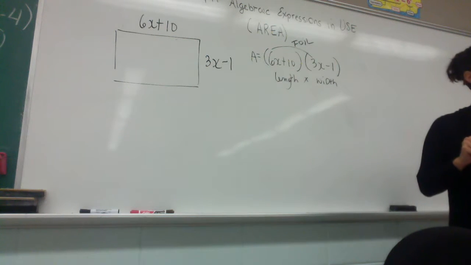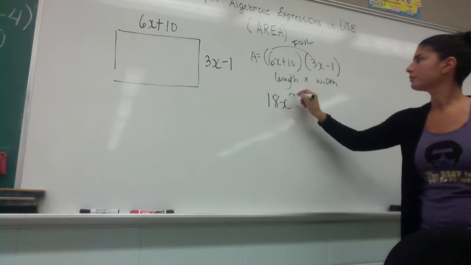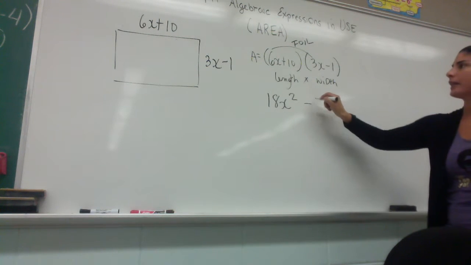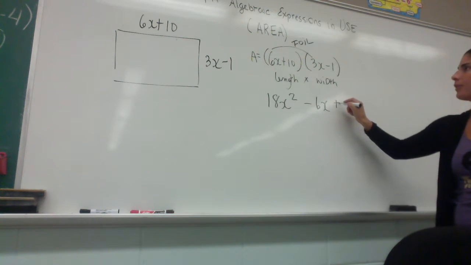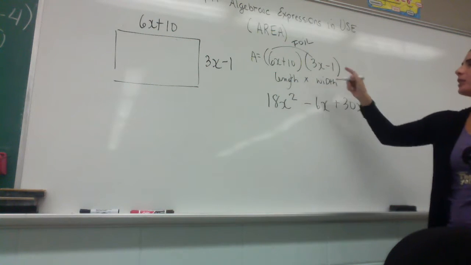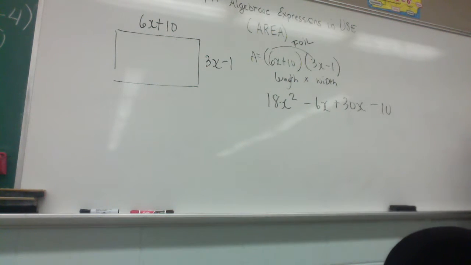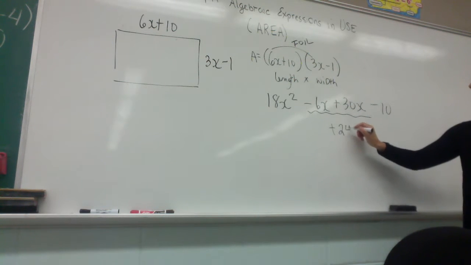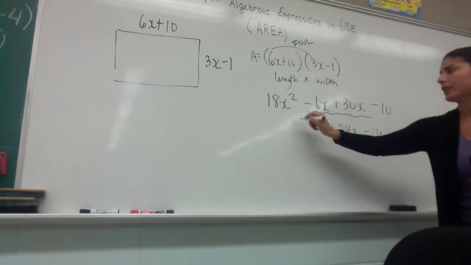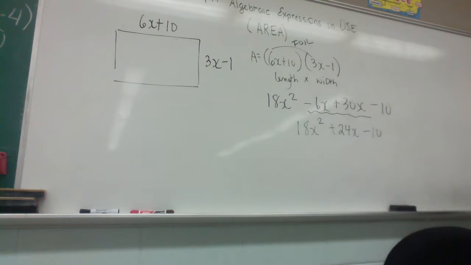6x times 3x, 18x squared. 6 times negative 1, negative 6x. So far, so good. 10 times 3, 30x. And 10 times negative 1 is negative 10. The last thing I should be able to do here is combine these two because they're the same. They each have x's. So this is a plus 24x. I have a negative 10 here, and I have an 18x squared. Good? Is this my final answer? Yes, this is my final answer.